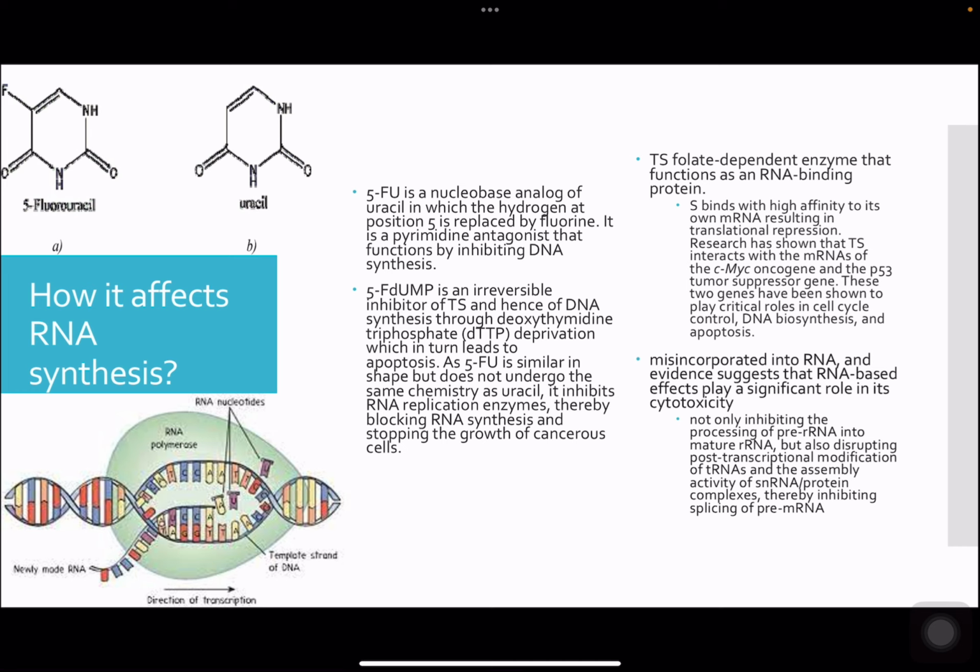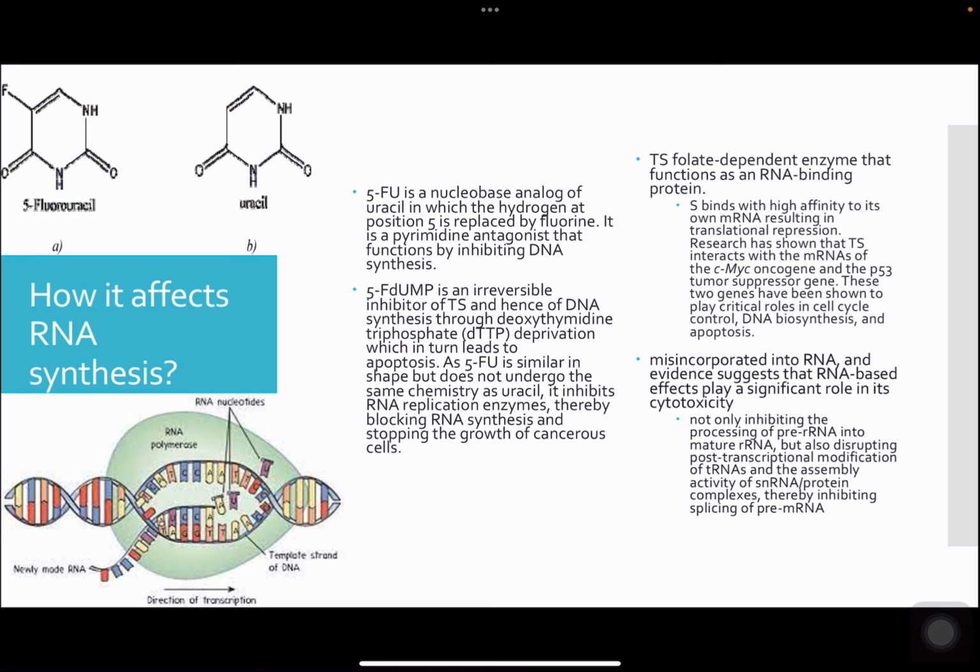Research has shown that TS interacts with the mRNAs of the c-Myc oncogene and the p53 tumor suppressor gene. These two genes have been shown to play critical roles in cell cycle control, DNA biosynthesis, and apoptosis. The misincorporation of 5-FU into the RNA is evidence suggesting that RNA-based effects play a significant role in its cytotoxicity.